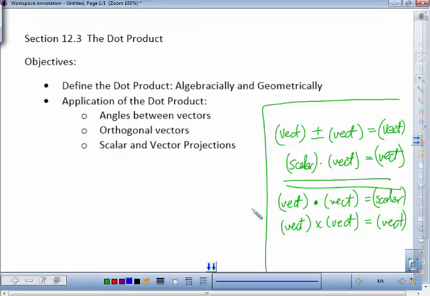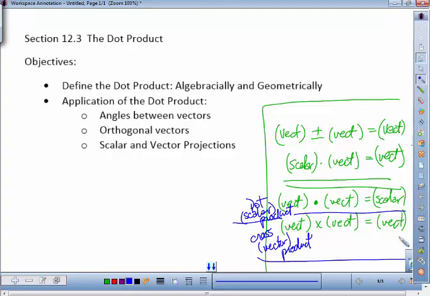And those are, in fact, the names, the dot product and the cross product. And sometimes the dot product is called the scalar product. And sometimes the cross product is called the vector product. Because of the result that you get when you perform those multiplications. So again, our focus today is the dot product.